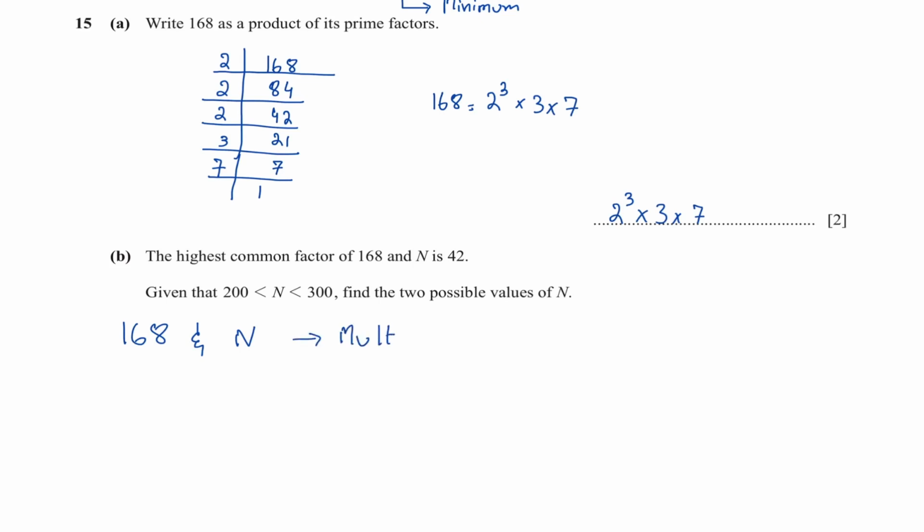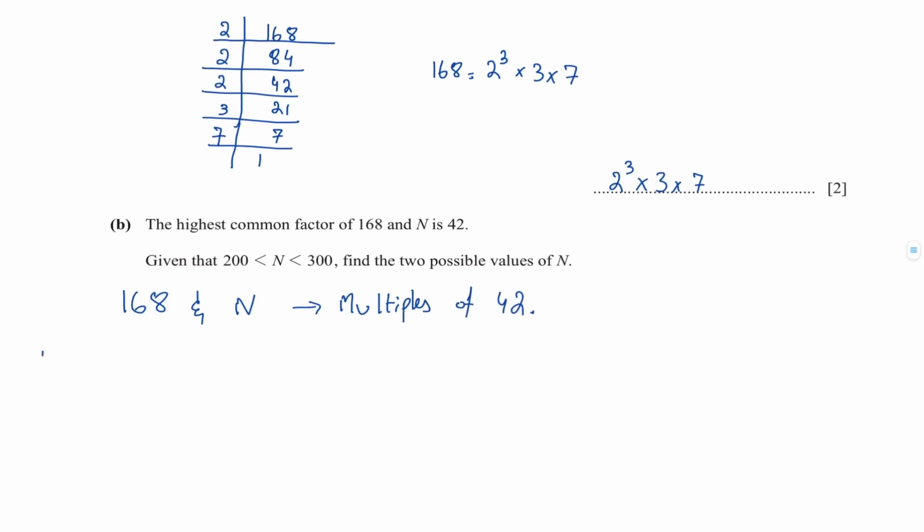So both of them happen to be multiples of 42. So what I'm going to do is quickly write down a couple of multiples of 42. 42 times 1 is going to be 42. 42 times 2 is going to be 84. 42 times 3 is going to be 84 plus 42. Let's figure it out. 42 times 3, that's 6. 4 3s are 12. So that's 126.